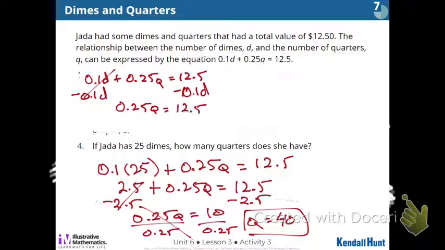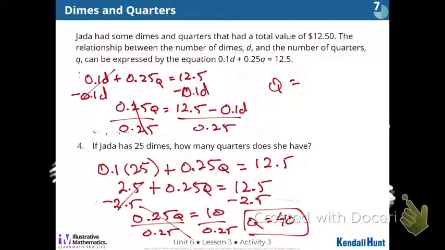This would be $12.50 minus 10 cents per dime, right? Because there could be different numbers of dimes. So by subtracting that 0.1 dimes from both sides to isolate the variable, really what we're saying is our total money minus 10 cents per dime. That's going to leave us with some money that we would then divide by 25 cents to tell us how many quarters. Okay? And what is that? 50 minus 0.4D.